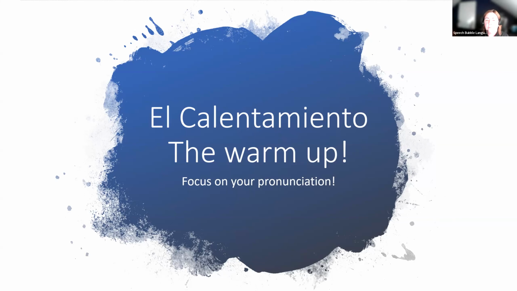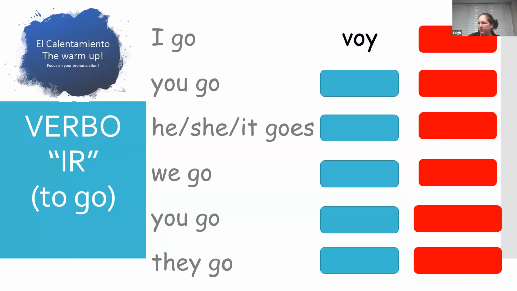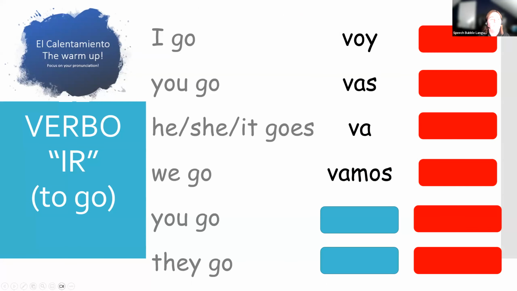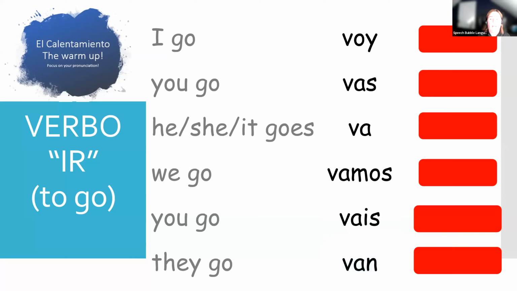So ir is the verb to go. And if you can just say after me what these are, okay? So I go, voy. You go, vas. He, she, or it goes, va. We go, vamos. Muy bien. You go, vais. They go, van.